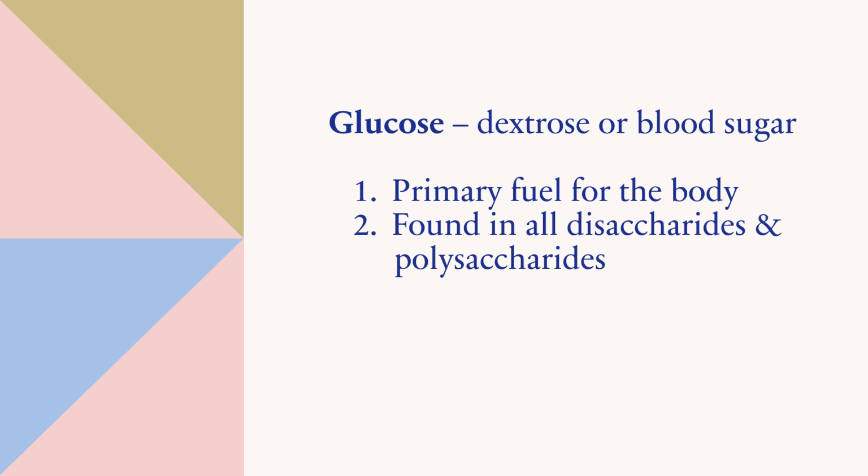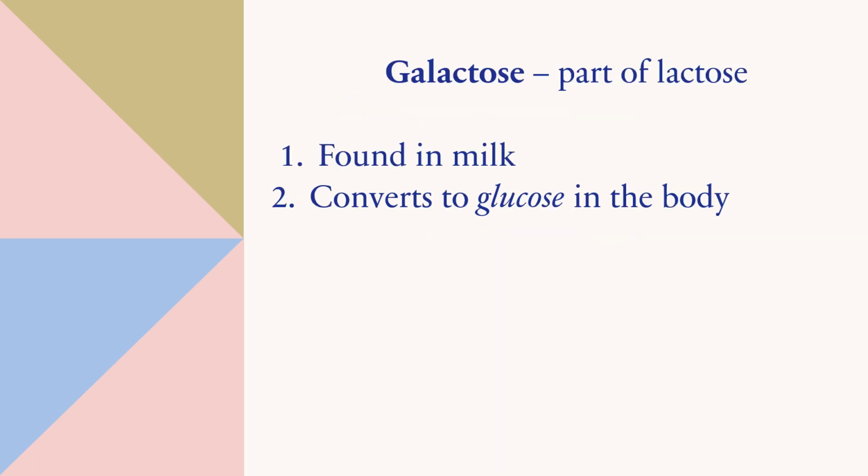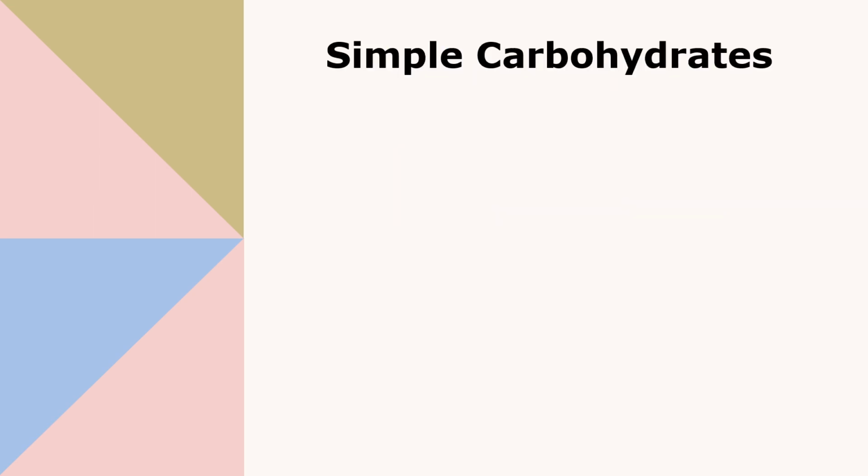Glucose, also called dextrose or blood sugar, is the primary fuel for the body and is found in all disaccharides and polysaccharides. Fructose is fruit sugar, found in fruit, honey and syrup. It converts to glucose in the body. Galactose is a part of lactose. It is found in milk and converts to glucose in the body.